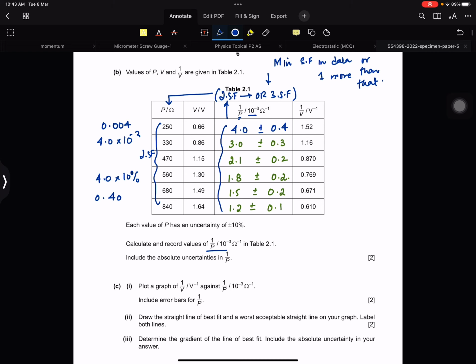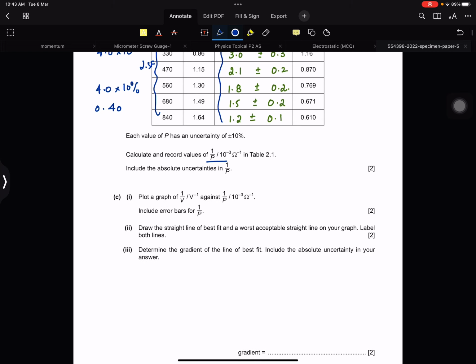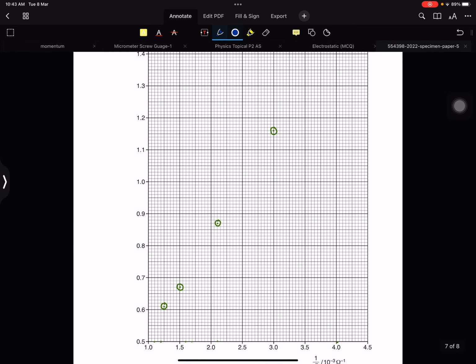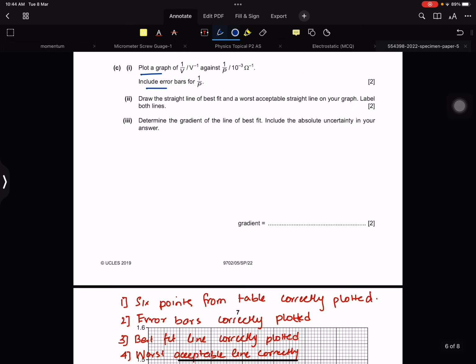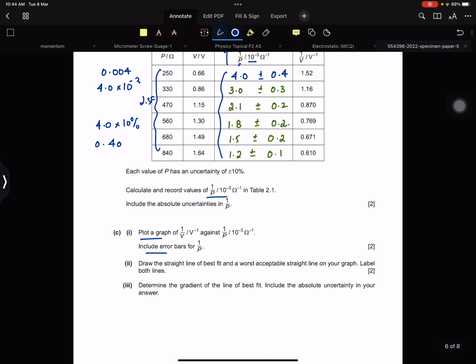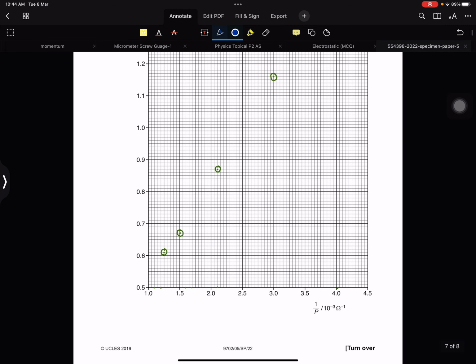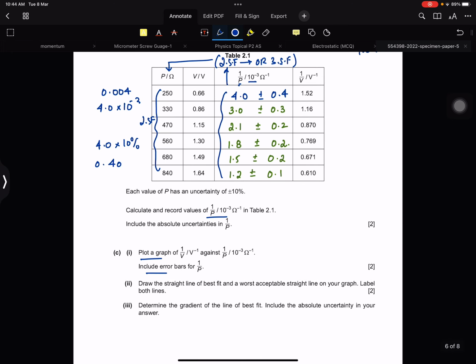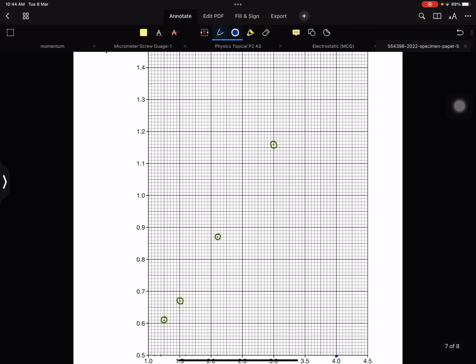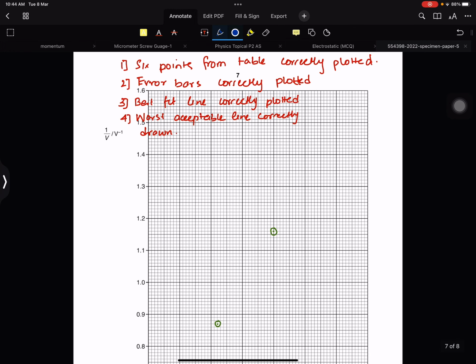Now, when you go to the next part of this question, it says plot a graph and include error bars. So let's see what that means. I have already plotted some of the points, but I just want to plot one of the points for reference. The first point we plotted was 4.0 plus minus 0.4. So this is 4.0. We're going to get to 4.0, and the next value is 1.52. So we are going to go here. This is 1.5.